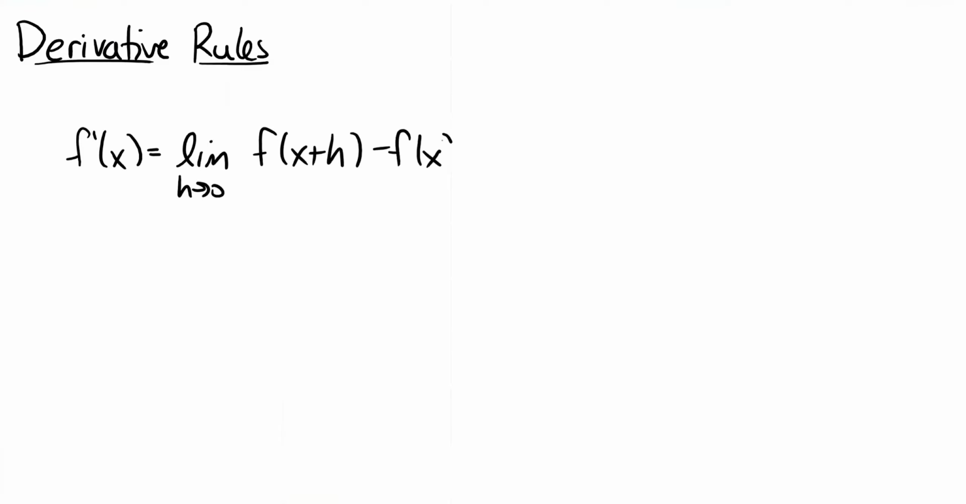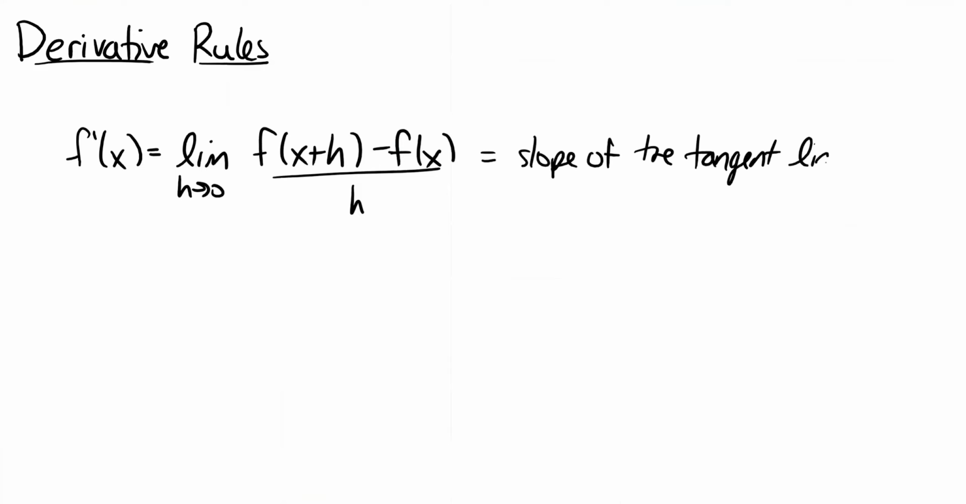Recall the definition of the derivative of a function f. f prime of x is equal to the limit as h goes to 0 of f of x plus h minus f of x all over h. What this computes is the slope of the tangent line of y equals f of x at x.